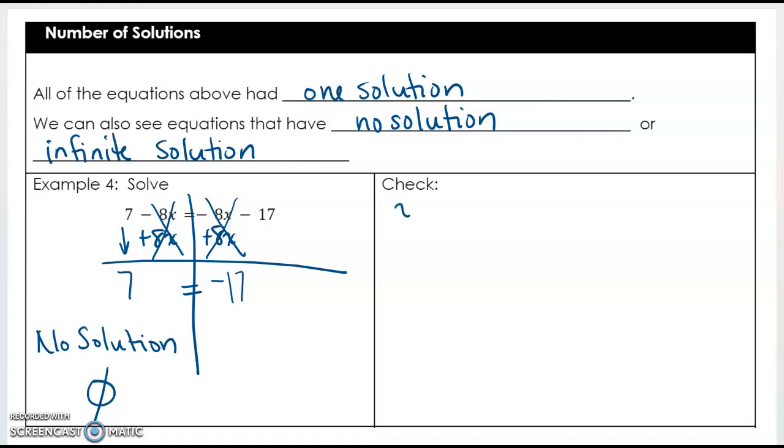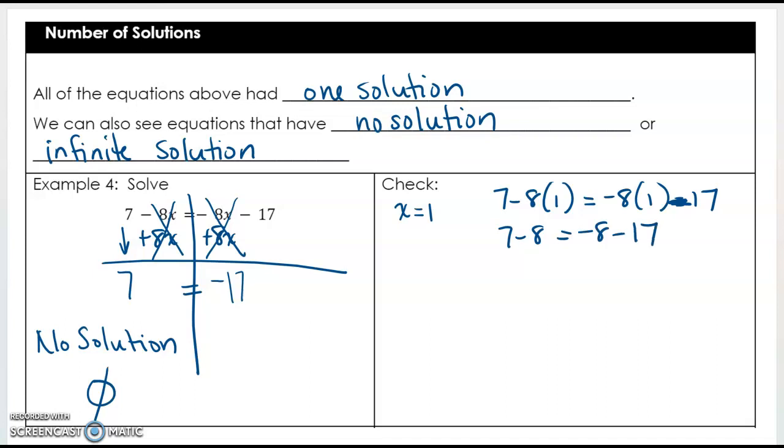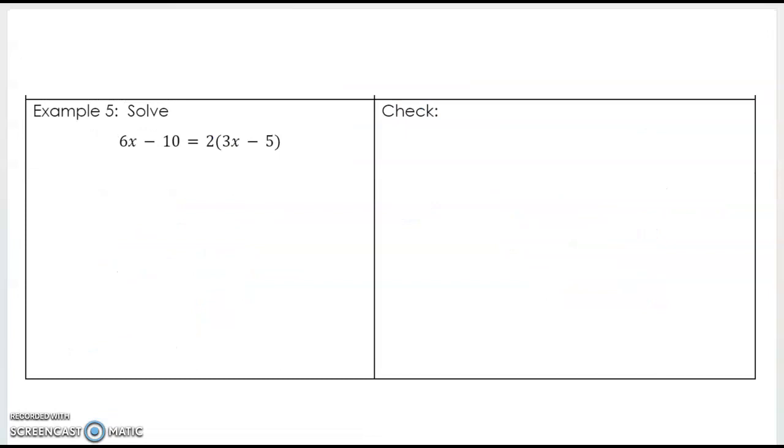Let's suppose we say x equals 1. We're going to replace x with 1. That becomes 7 minus 8. Excuse me, that should have just been a minus. And that becomes negative 8 minus 17. 7 minus 8 is negative 1. Negative 8 minus 17 is negative 25. Those do not check. There is no answer that will work there. It doesn't matter what we try. This equation will never balance. So there's no reason to check that one.